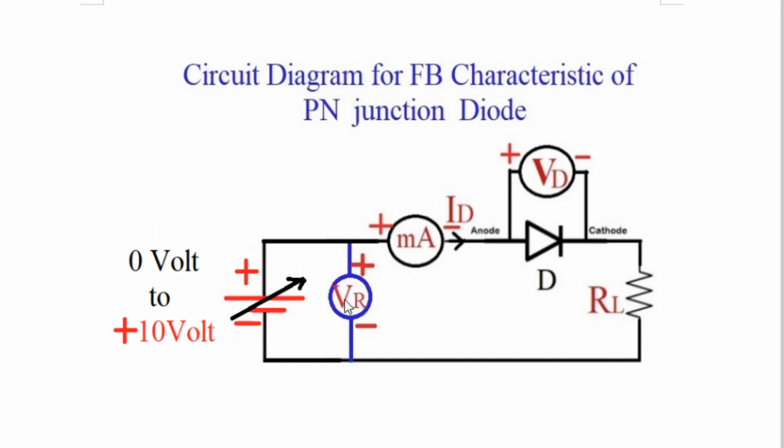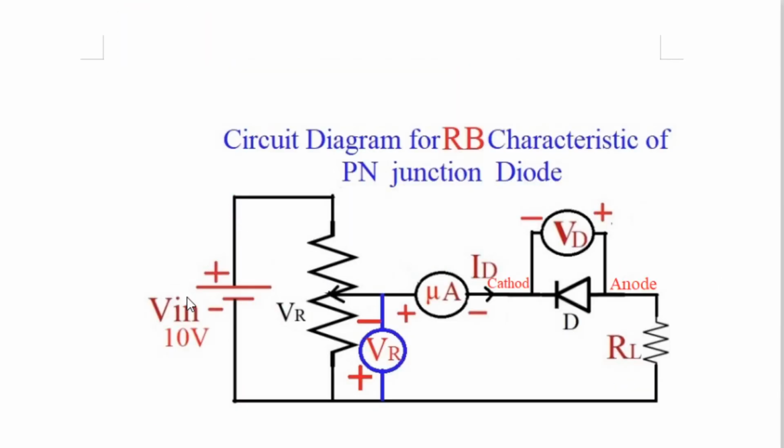VR stands for variable voltage: plus of the voltmeter to plus of the battery, minus of the voltmeter to minus of the battery. Whenever you change the voltage of the battery from 0 to 10 volt, this voltage is measured by the voltmeter VR, and this is the variable voltage source which we have replaced. I will show you the diagram here. Here there is a fixed 10 volt battery V in, and a variable resistor with three terminals: upper terminal, lower terminal, and the wiper. And this is your voltmeter VR.